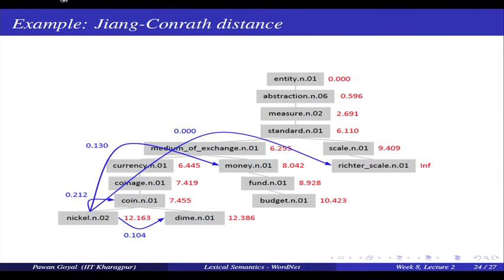Here in an example, if you use the JC similarity, these are the different values that you will obtain among different concepts. I will encourage you to try and find out, say, between nickel and richter scale or between nickel and coin, whether you can obtain the same values by applying the formulas.